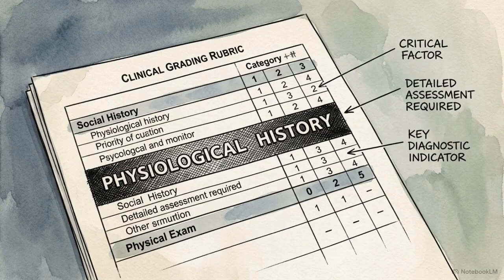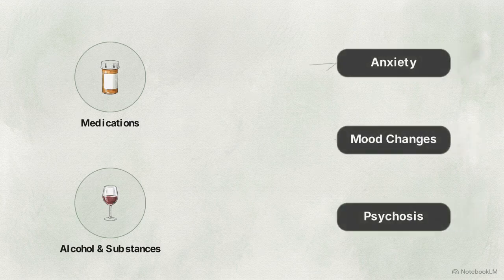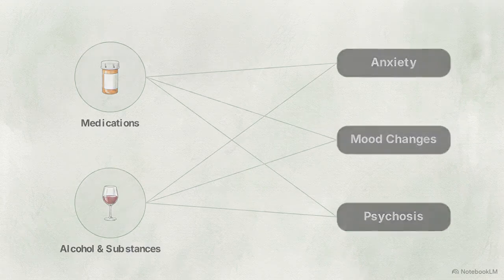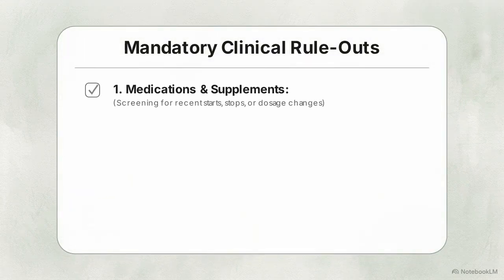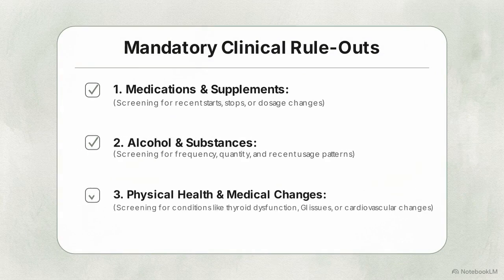Failing to rule out substance use or medical history is a documented fail point on the OSCE rubric. Every DSM-5 TR category includes a substance or medication-induced specifier. Anxiety, mood changes, and psychosis can all be caused by direct physiological effects. You must ask 3 questions in every station. Are they on any medications? Do alcohol or substances feature in their life? And have they had any recent physical health changes?